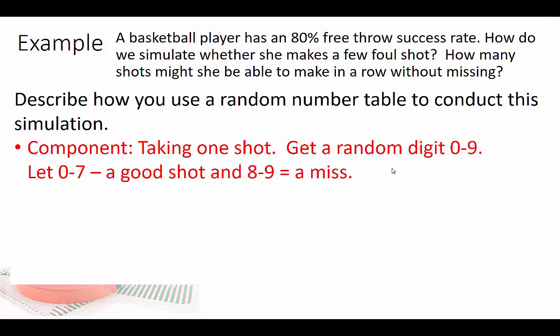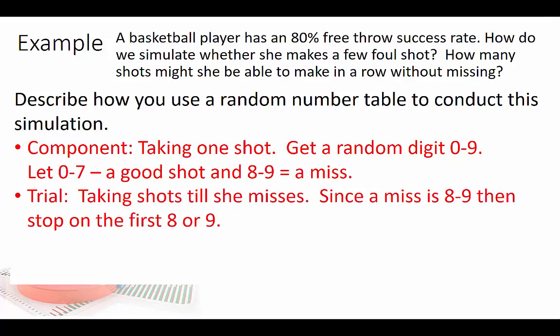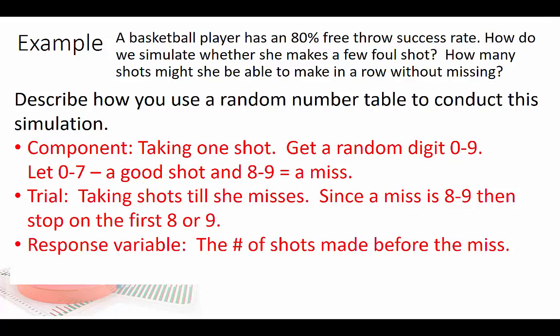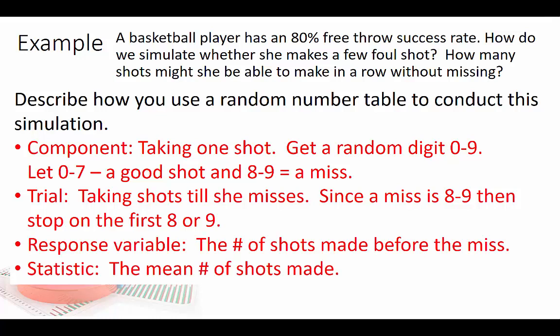So the trials mean taking a shot till she misses, and since a miss is 8 to 9, then stop on the first 8 or 9. Your response variable is the number of shots made before the miss. And the statistic would be the mean number of shots made. All right, so I could just do my random number table, count until I get an 8 or a 9, and that's how many shots she made. And I could do multiple trials and then report my estimated statistic.